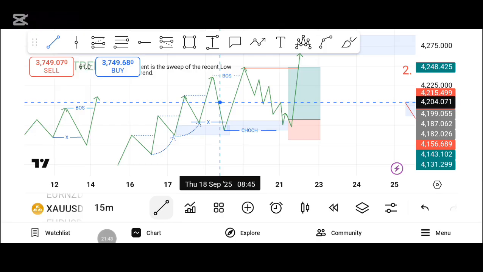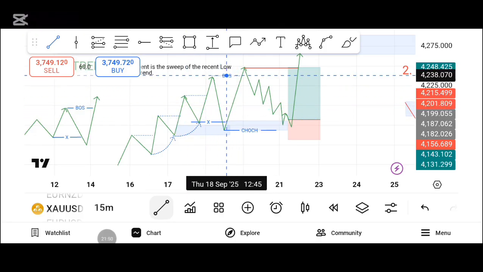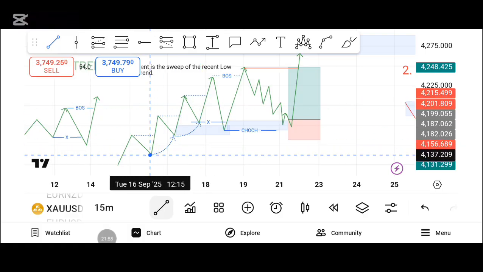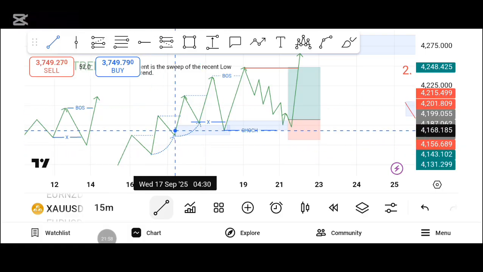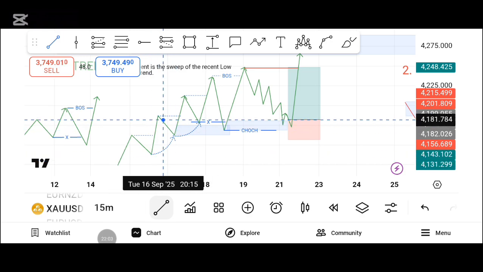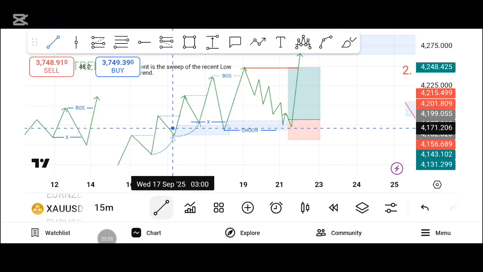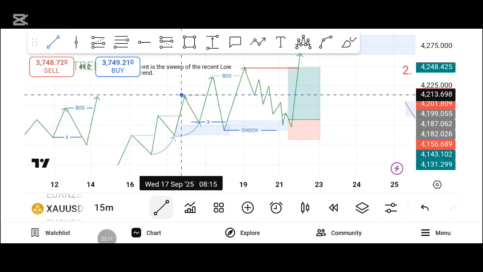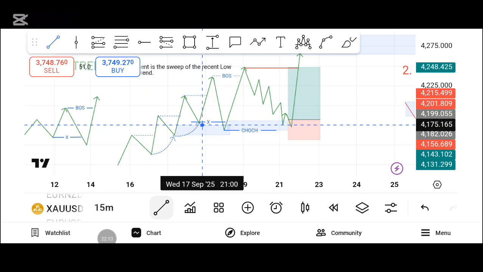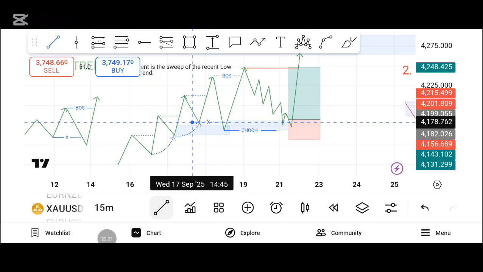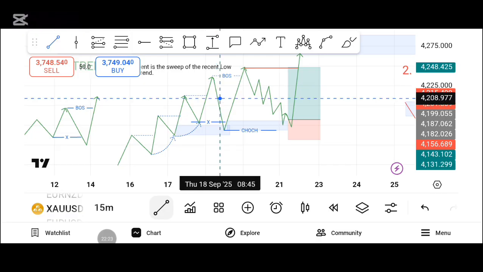So inducement is the sweep of our recent low, which means that this is the first low here. Price will not retrace back to take out this low. We have another low again, this is our higher low. Price did not come back to take out this low. Price moves again and retraces back, giving us this higher low. But you can see that this high retraced back here to take out this low. You understand? Price retraced back here to take out this low.